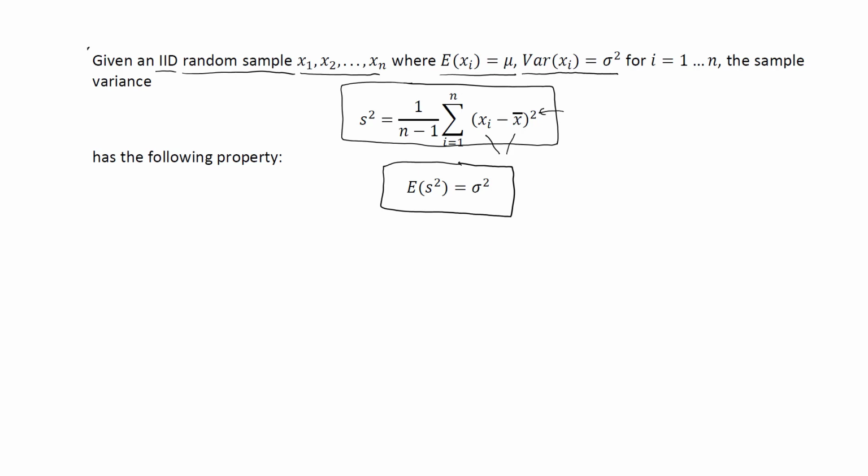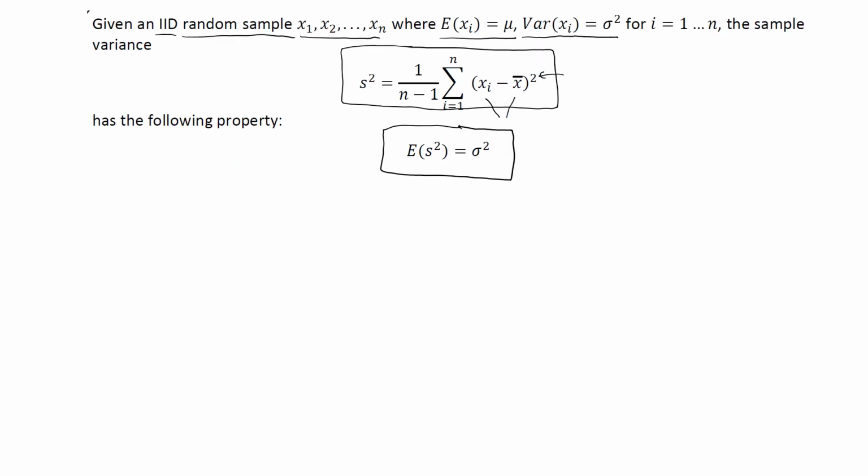There is also a formula for the variance of s square, which I will not cover in this lecture. It is not used very often. And in general, the variance of s square depends on higher order moments of the distribution of the xi's.